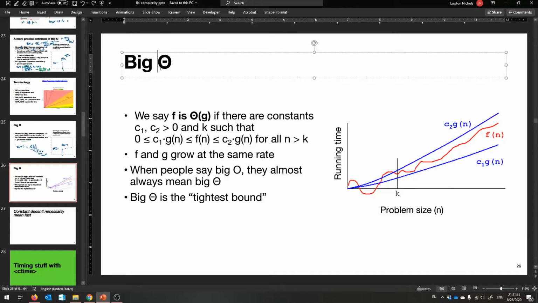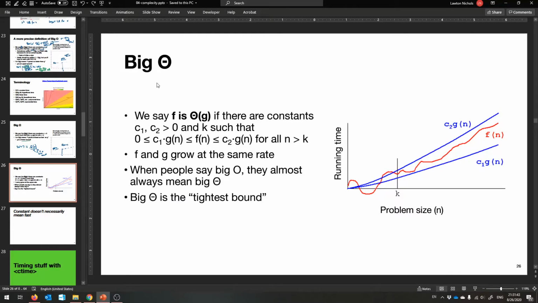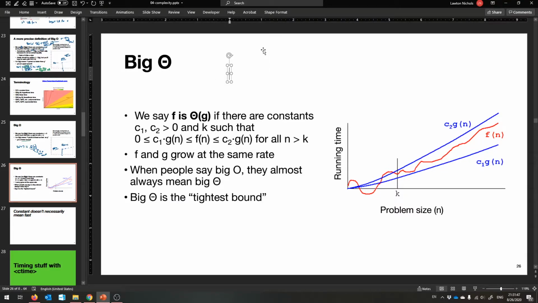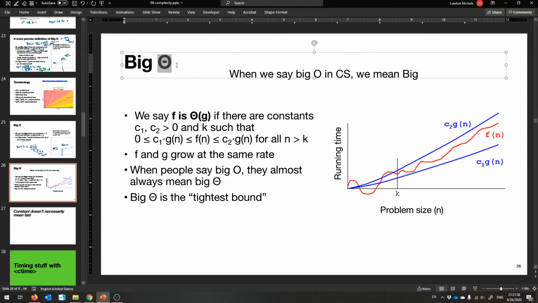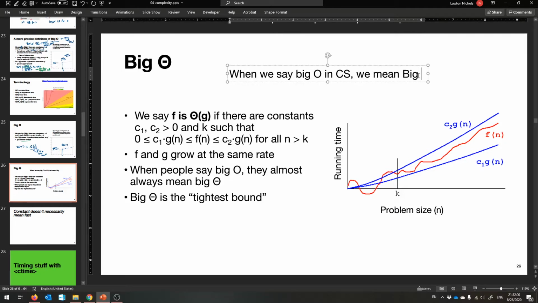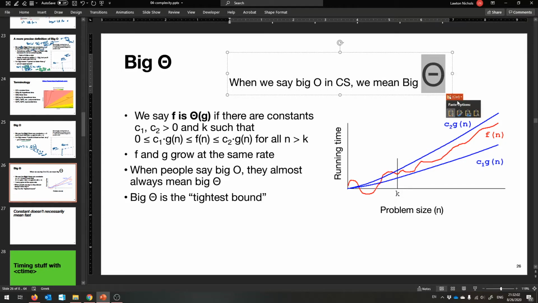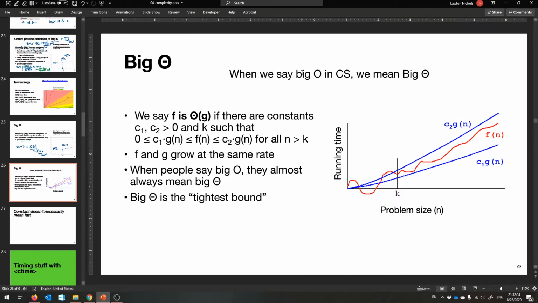Big theta, though, is very important. So I'm going to write this right here, and this is what I want you to remember for the rest of your life. When we say big O in computer science, we mean big theta. Copy that. Copy just the text, please. Okay?